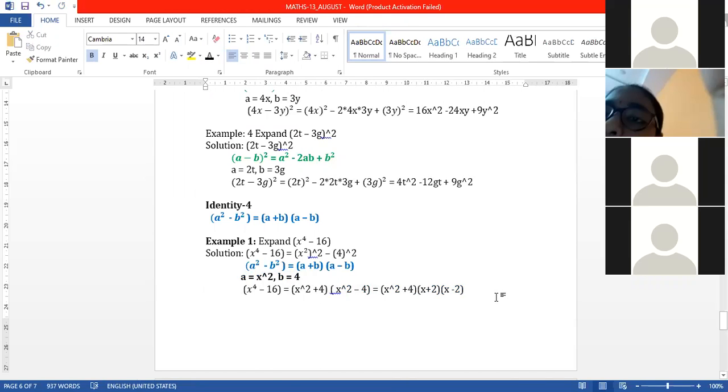Note down, everyone. In the place of x square minus 4, again I have applied identity 4. x square means (x) whole square and 4 means 2 square. Again (x) whole square minus 2 square, a square minus b square, (a plus b)(a minus b), (x plus 2)(x minus 2). First bracket will become x square plus 4, second bracket (x plus 2), (x minus 2).